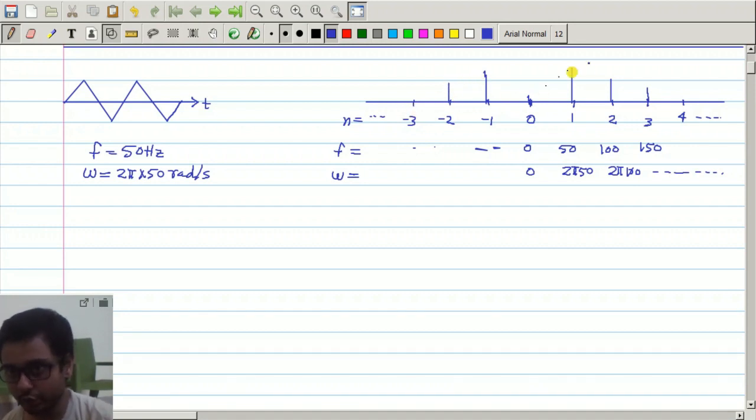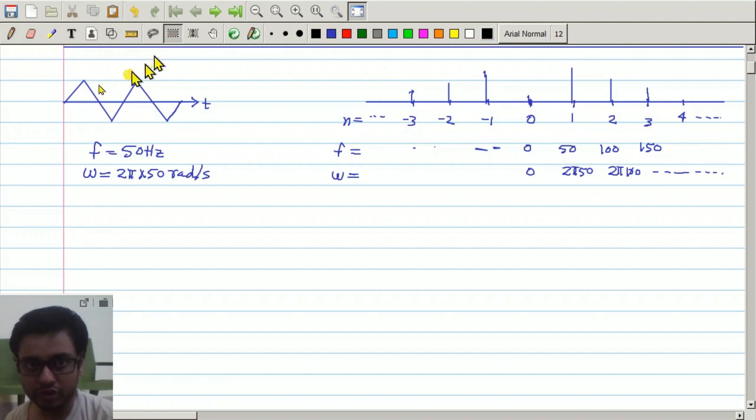So this way we get a discrete graph, not a smooth continuous graph, a discrete bar diagram, you can say, which says that these are the different frequencies or components present in this signal. However, there is no component present in this signal which has a frequency between 50 and 100 Hertz or between 100 and 150 Hertz. Those frequencies are absolutely not present.